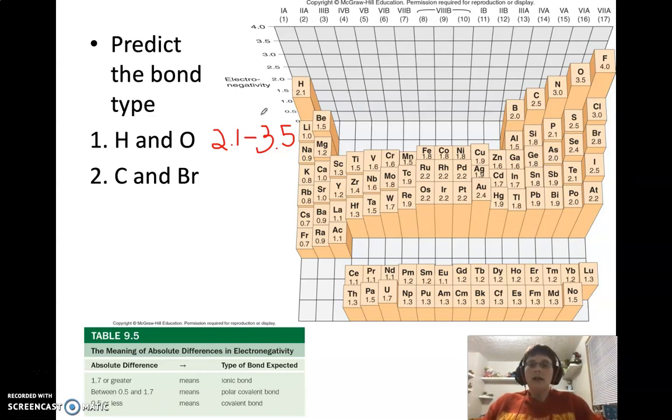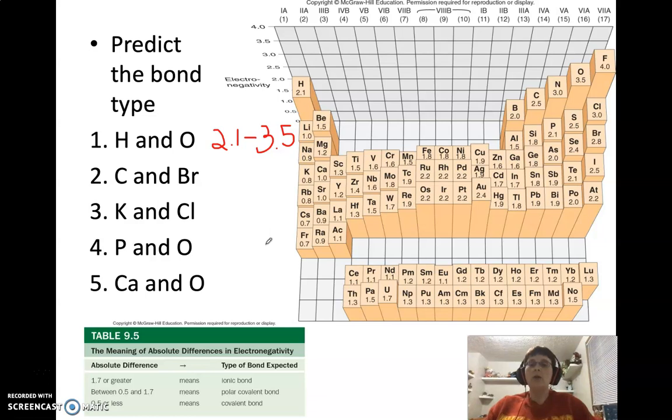So go ahead and give these other ones a try. You've got carbon and bromine. Find those two on our periodic table and do the calculation. Find out if they're going to be ionic, polar covalent, or covalent. Do the same for potassium and chlorine, and phosphorus and oxygen. I will make sure that those answers are in the notes section of the PowerPoint for you to double check, but give those a practice. Oh, and one more, sorry, calcium and oxygen.